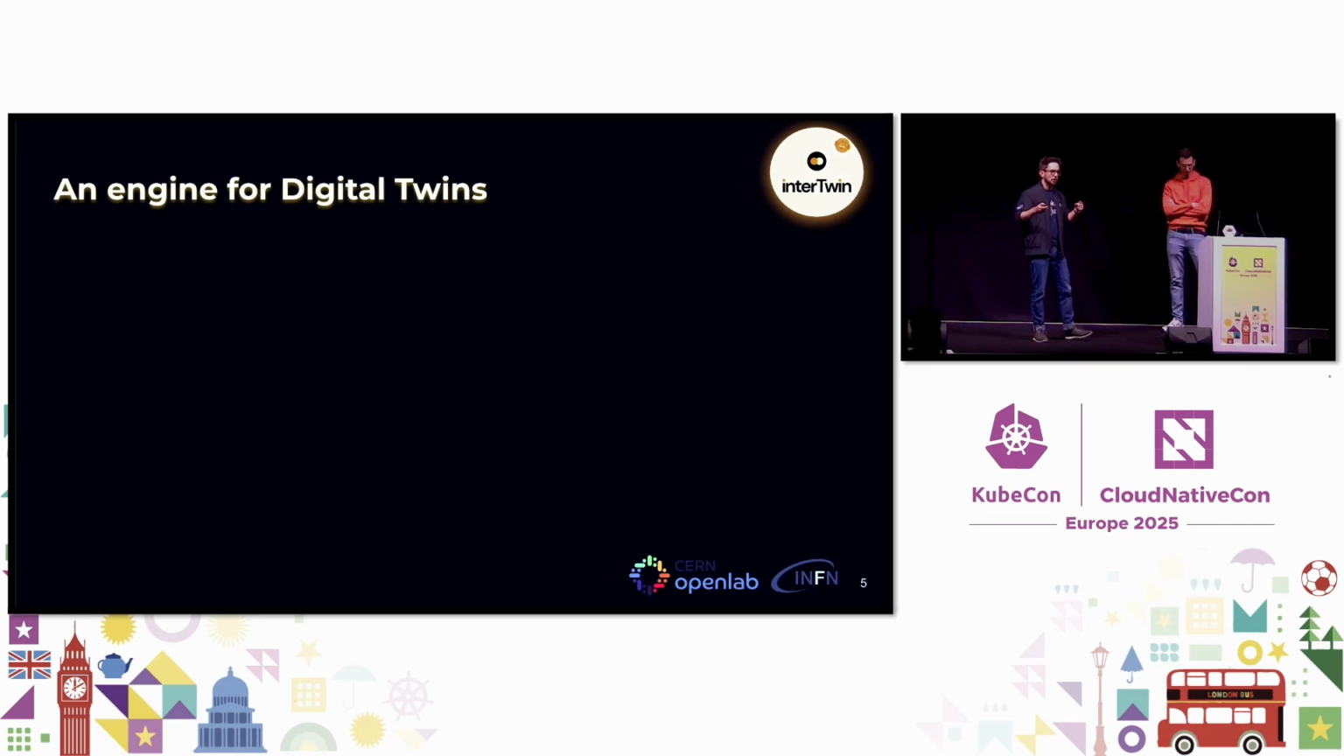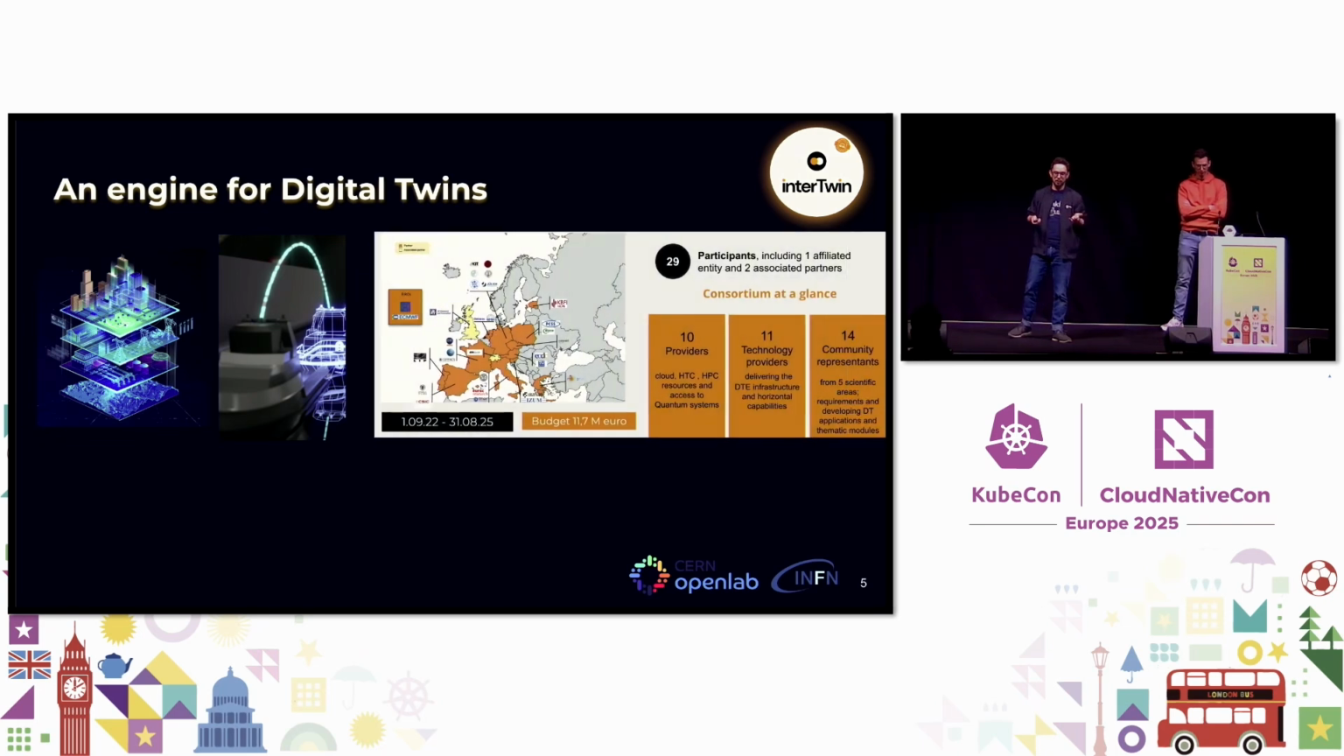From all these use cases that share very similar needs, we started investigating the possibility of creating an engine for digital twins. So something that will serve multiple communities and make them adopt and use resources that are shared across different providers. So you see, interTwin is the European project where we are working this out. On one end, we have the providers, which can span from cloud providers to Euro-HPC supercomputers. And on the other side, you have frameworks that users use to do their digital twins.